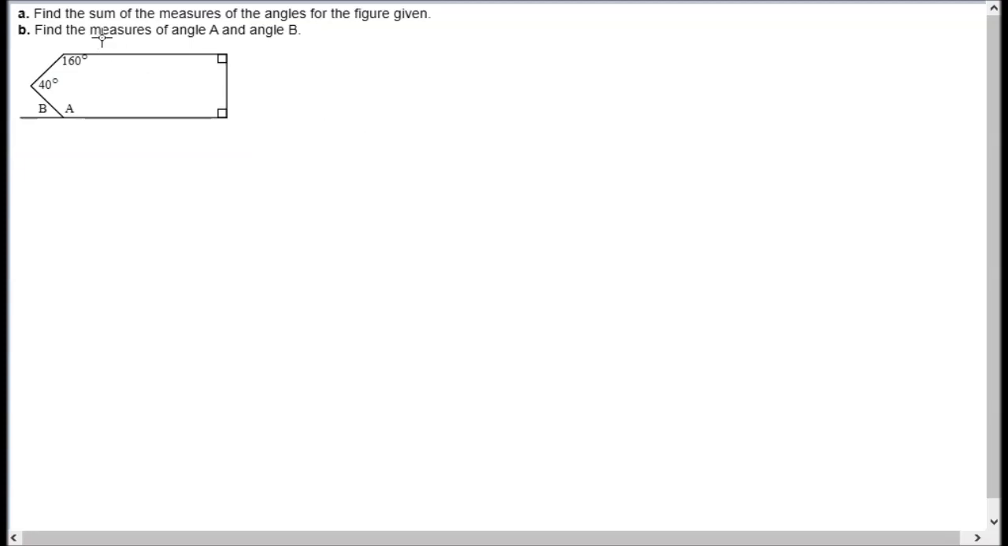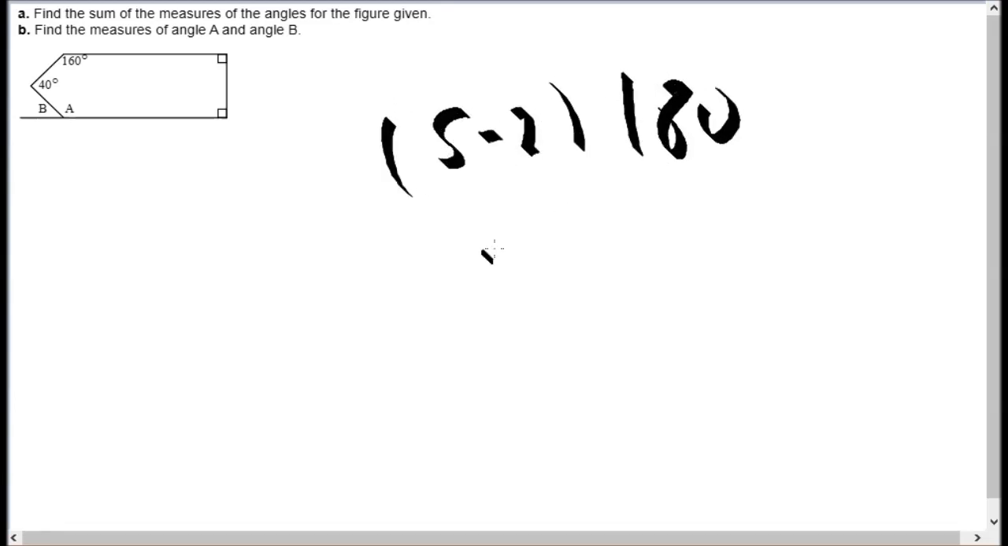Alright, taking a look here, we find the sum of the measures of the angles of the figure. Well, we can see here that we have a 5-sided figure, so 5 minus 2 times 180 is going to be 3 times 180, and that's what we're going to do to figure out what angle A is. So we know the whole thing adds up to be 540.